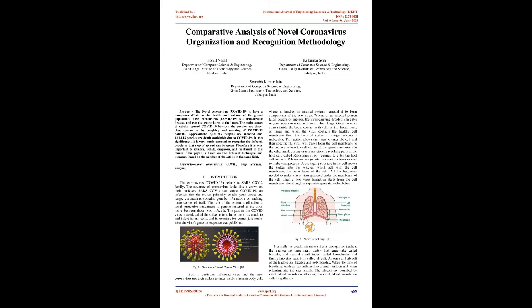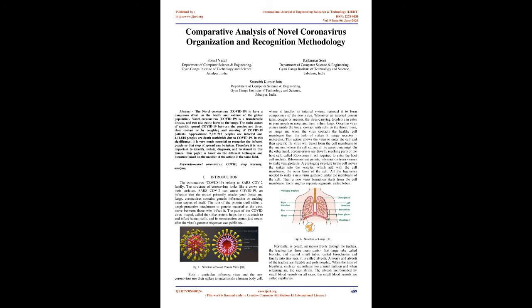The protein shell offers a tough protective attachment to the genetic material as the virus moves between those who infect it. The part of the COVID virus imaged, called the spike protein, helps the virus attach to and infect human cells, and its structure was determined just weeks after the virus's genome sequence was published. Fig. 1. Structure of novel coronavirus.